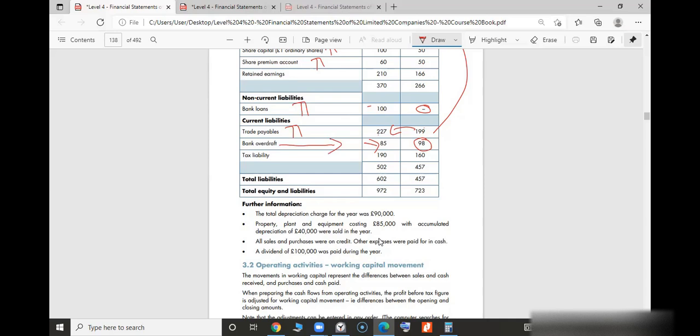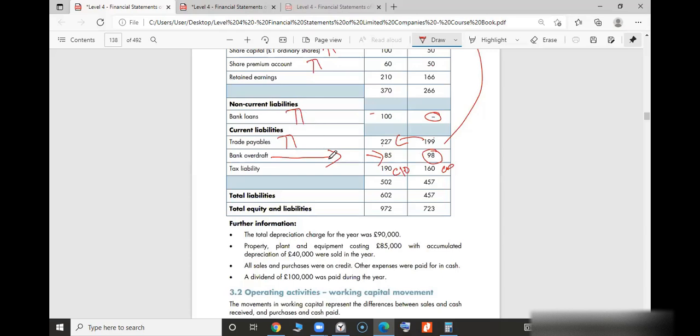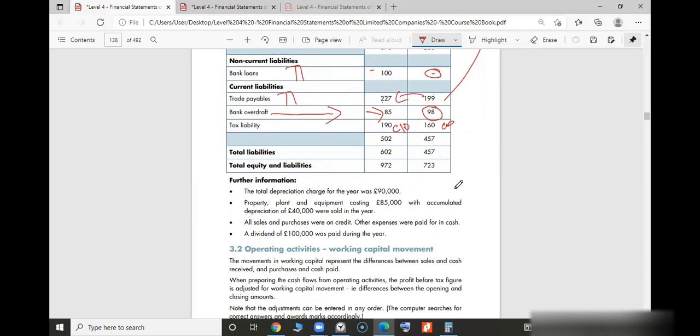Yeah, tax is a liability. This is your opening tax liability. This is your closing tax liability from the income statement. Charge for the year, opening plus charge less closing, you get tax paid. I hope you understood the workings. Here is the depreciation charge given, which we add back into the operating activities. Also depreciation, we take into account while calculating the purchase of non-current assets.